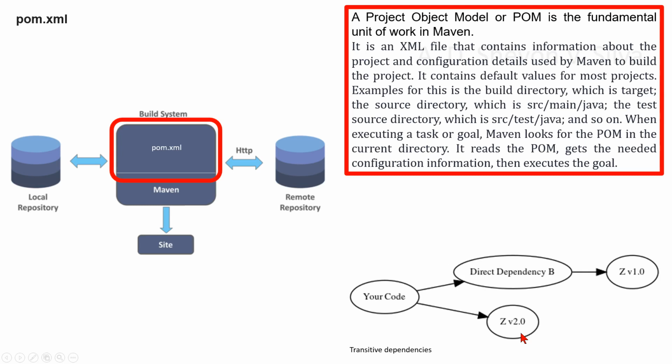If you know something about semantic versioning, the red alert should ring in your mind right now. How do we know that B is compatible with Z version 2.0 when depending on Z version 1.0?